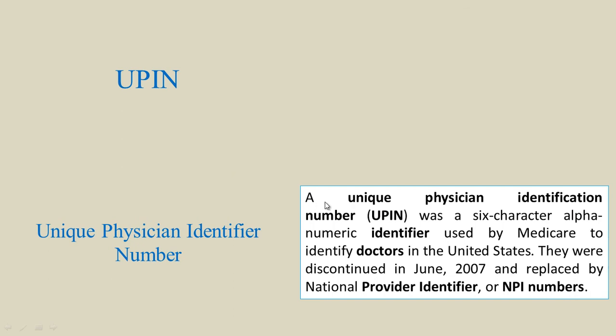UPIN, Unique Physician Identifier Number. A Unique Physician Identification Number, UPIN, was a 6-character alphanumeric identifier used by Medicare to identify doctors in the United States. They were discontinued in June 2007 and replaced by National Provider Identifier, or NPI, numbers.